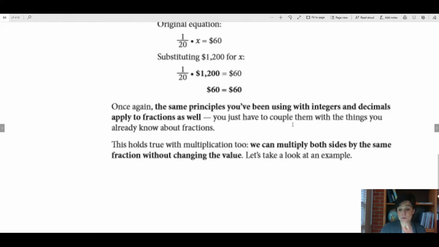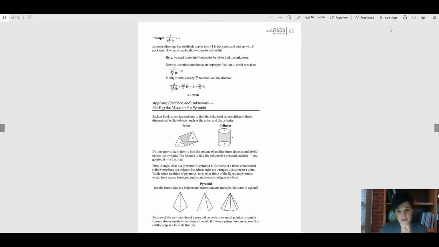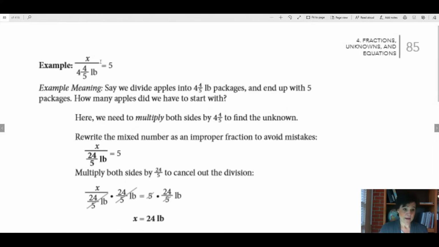This holds true with multiplication too. You can multiply both sides by the same fraction without changing the problem. So let's look at this example. Pardon me. Okay, so x divided by 4 4/5 pounds equals 5. Here's an example. Say we divide apples into 4 4/5 pound packages. It's hard to say. And end up with 5 packages. How many apples did we have to start with? All right, so here's your setup.